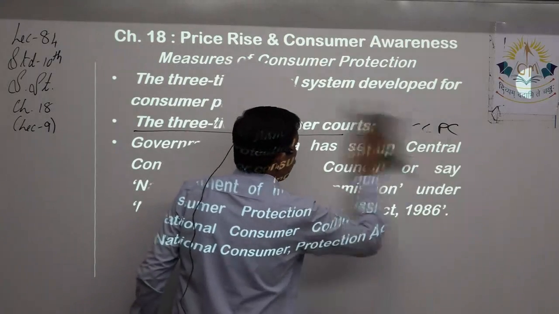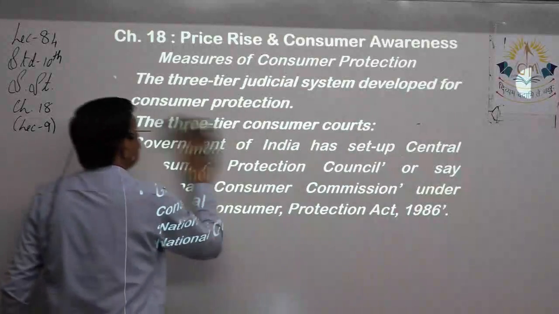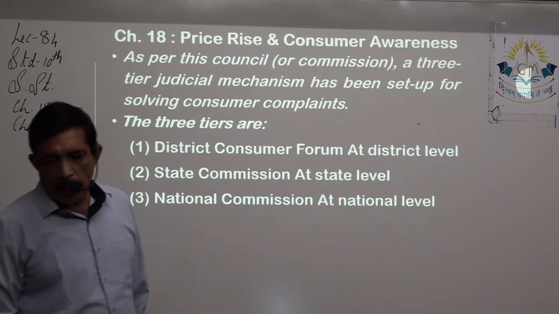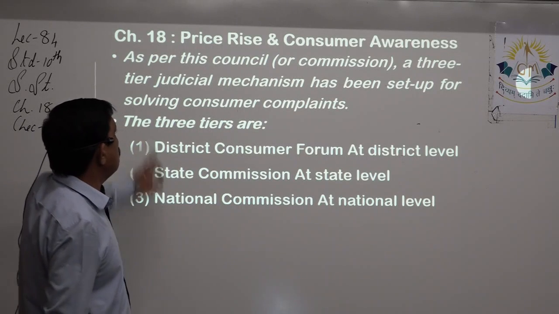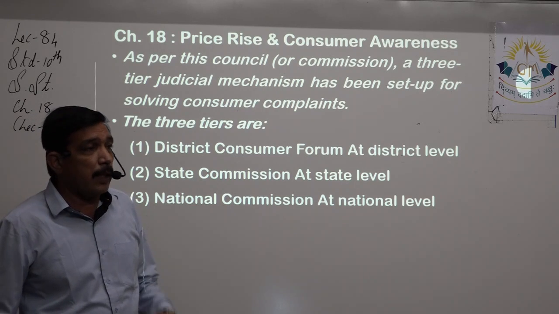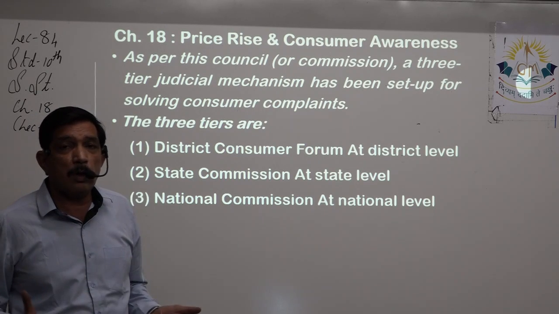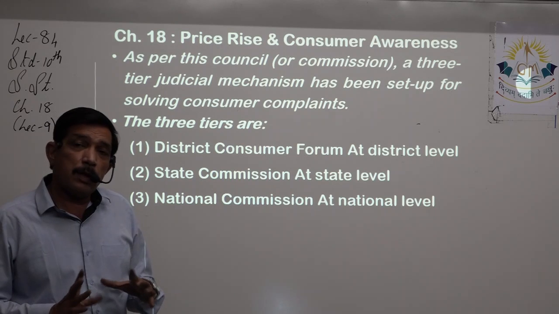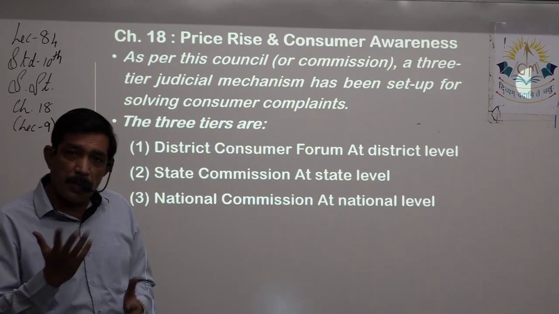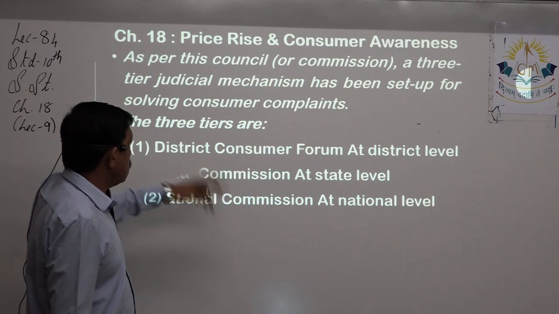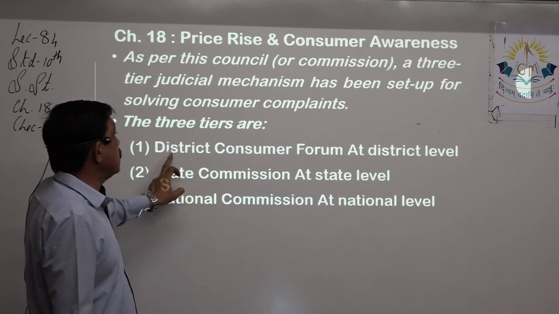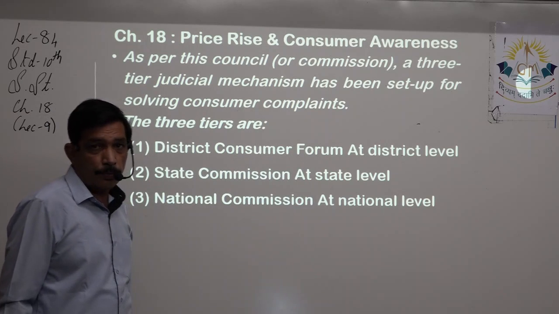the three different tiers that are in the legal system or judicial system. As per this council or commission, a three-tier judicial mechanism has been set up for solving consumer complaints. Consumer complaints come from all over the country. Now, the whole country is divided into states, and each state is divided into districts. So that is the basic level, right? The three tiers are, first, at district level, the District Consumer Forum.